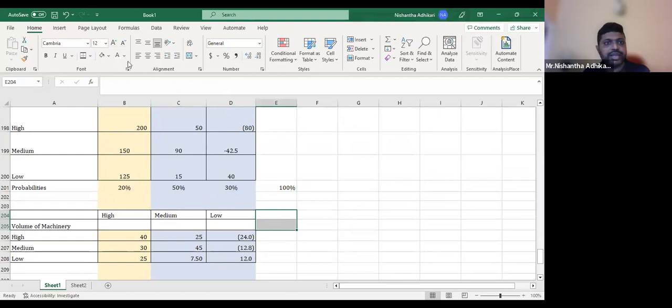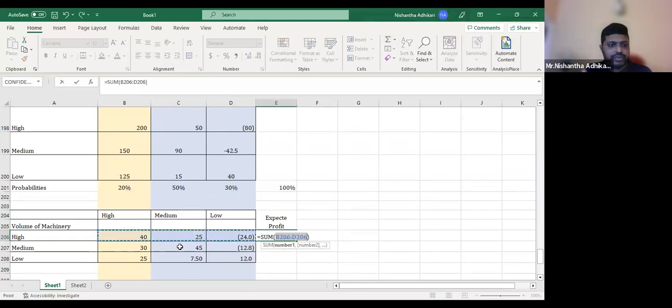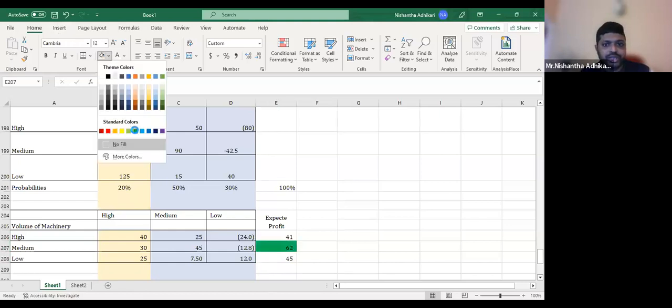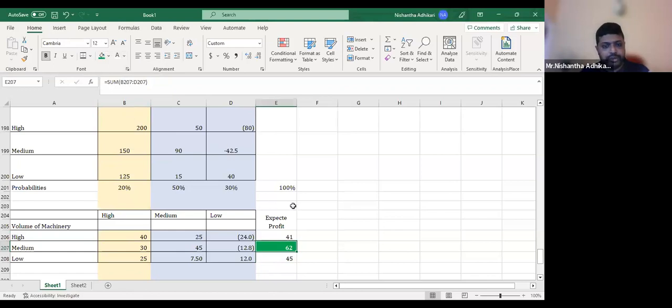Same as here you can calculate expected value. Expected profit always, you can take the total. If the volume of machinery, if you take high volume 41, if it is medium volume 62, if it is low volume 45, what you need to select? You need to select medium volume machinery, because it gives highest profitability. It is 62.25.